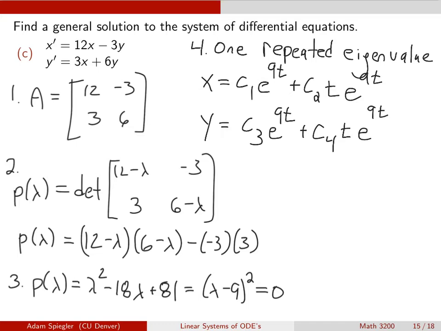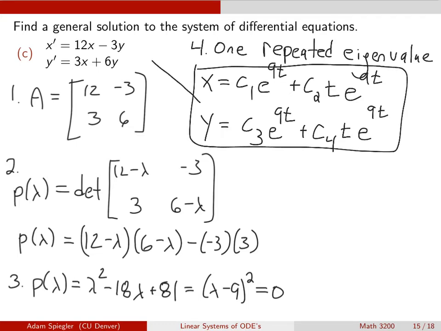And what remains to do is figure out how these constants C1, C2, C3, and C4 are related to each other. And we can do this by substituting these solutions, say, back into the top equation, for example, and solving for the coefficients C3 and C4. So I'll take a look at that on the next slide since we need a little bit more space.